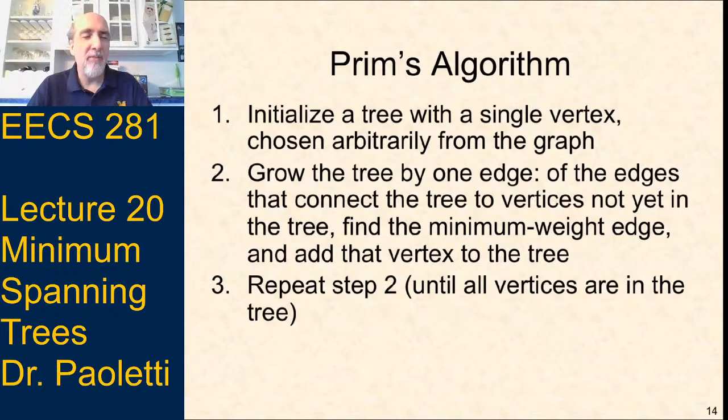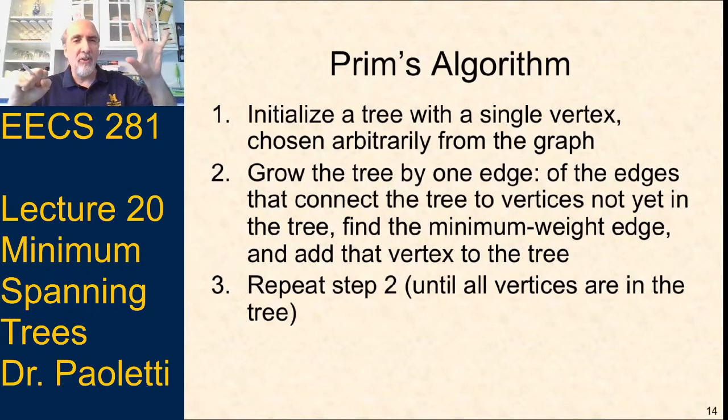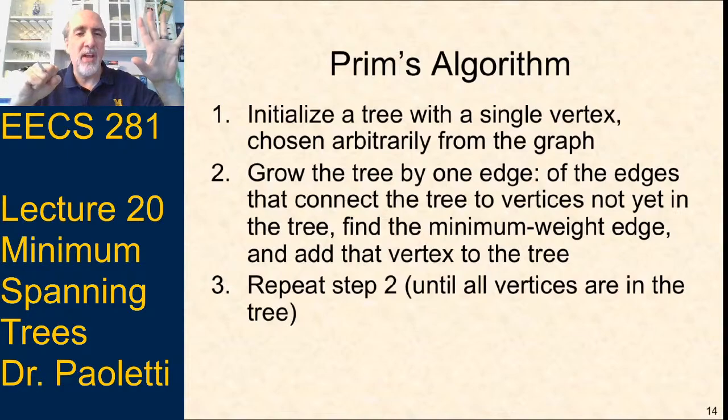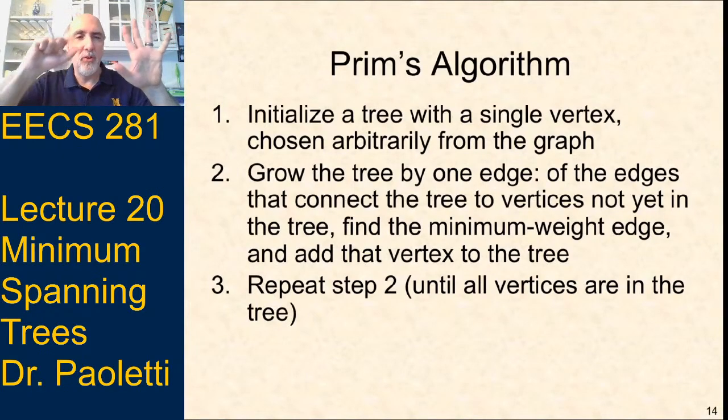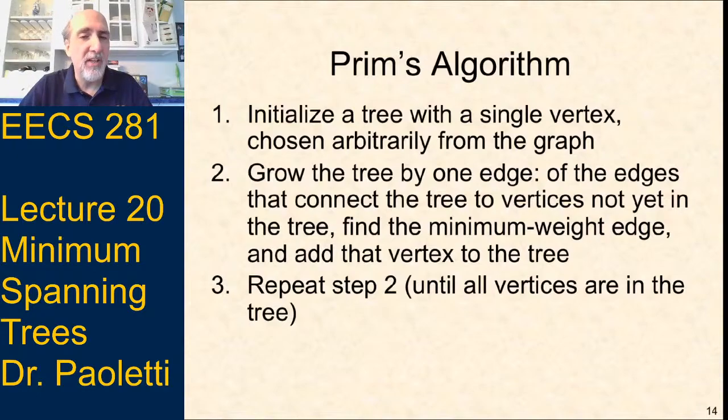So we say I've got this vertex and I've got all these other vertices that aren't connected to my growing tree yet. I want to say of all the edges that would connect the tree that I have to the vertices that are not in the tree, find the smallest one. That one's got to be in there. We pick that one, we add that vertex to the tree, and that edge becomes part of our minimum spanning tree. And then we just keep doing this over and over until all the vertices are in the tree.